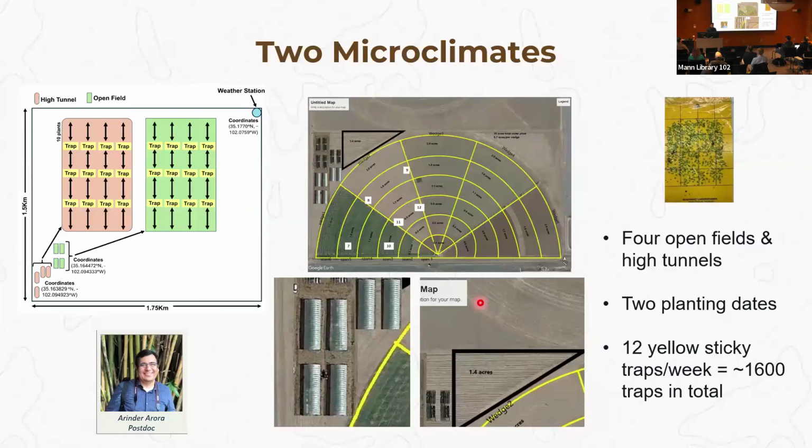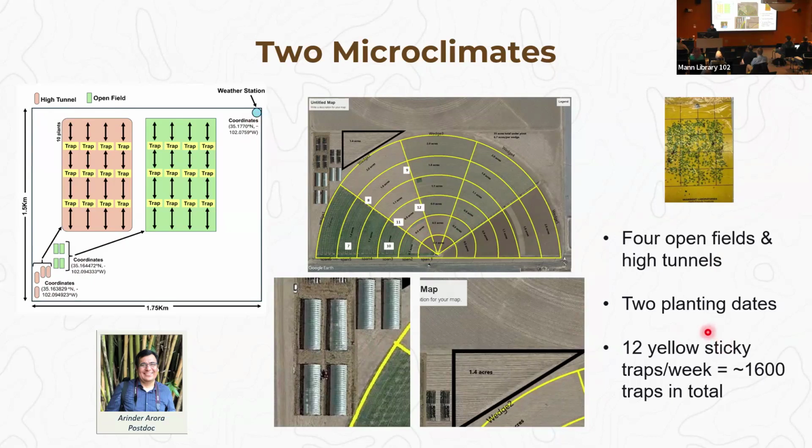Now, to make it further complicated, this is where things get interesting. We're dealing with not one system, but 2 different systems. One is open fields, as you can see here in this image, and the other one is high tunnels. And these are next to each other, basically. This is the setup. These are the open fields and high tunnels, and this is where the weather station is located. We had 2 planting dates.